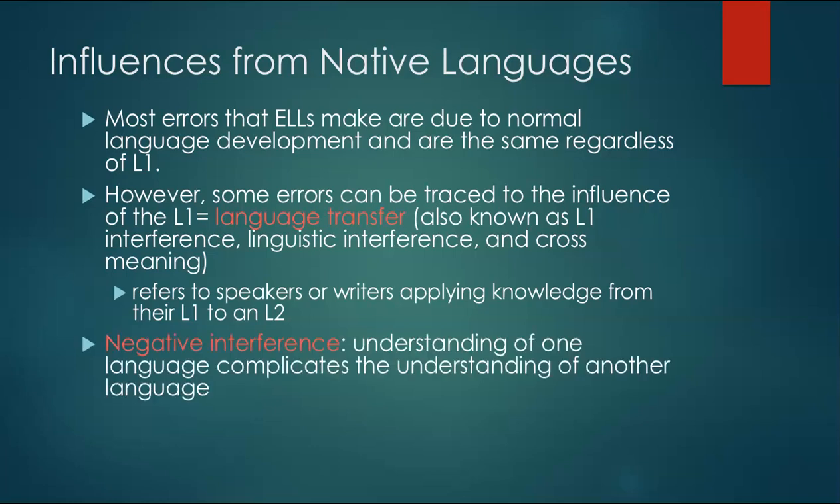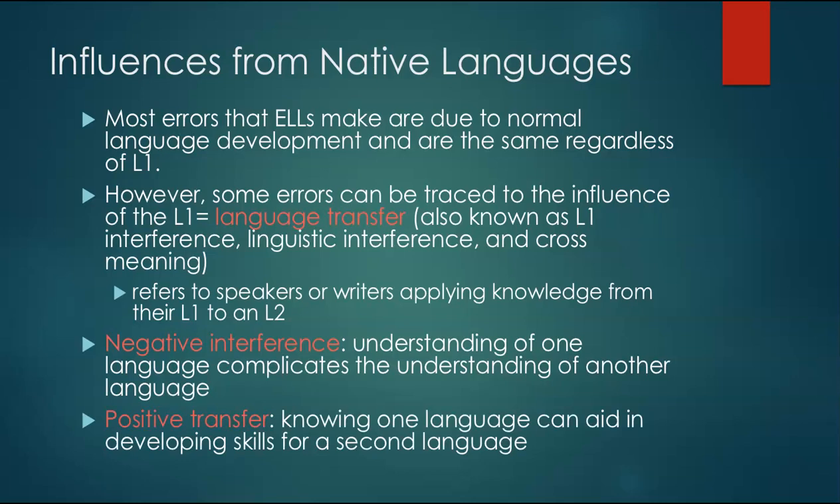There can be negative transfer or negative interference when the understanding of one language complicates the understanding of another language, meaning it makes it harder for them to understand or use another language. Alternatively, there can be positive transfers, such that knowing one language can actually aid in developing the skills for a second language, can actually help learning a second language.